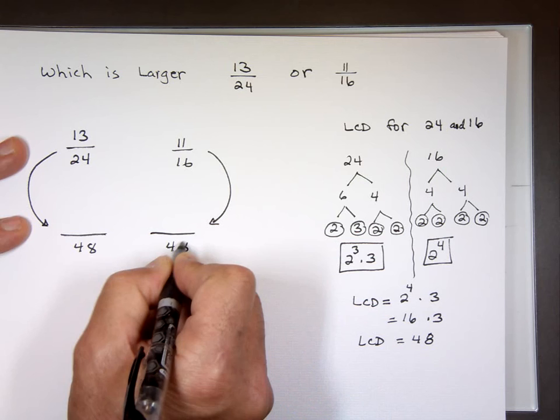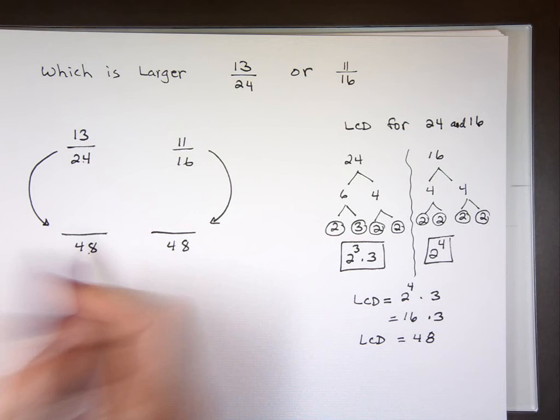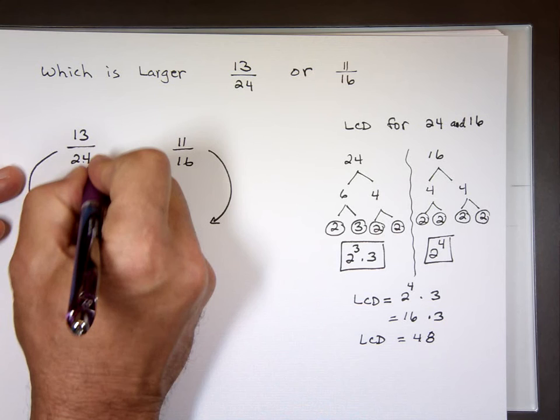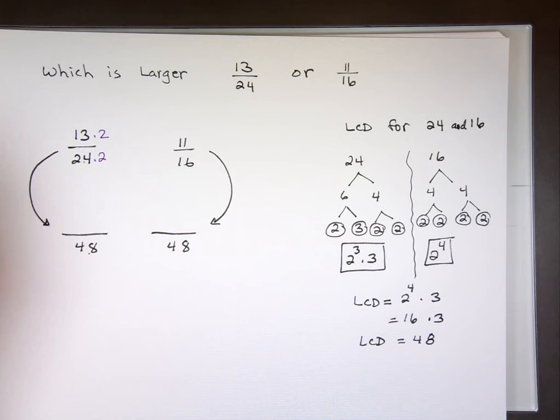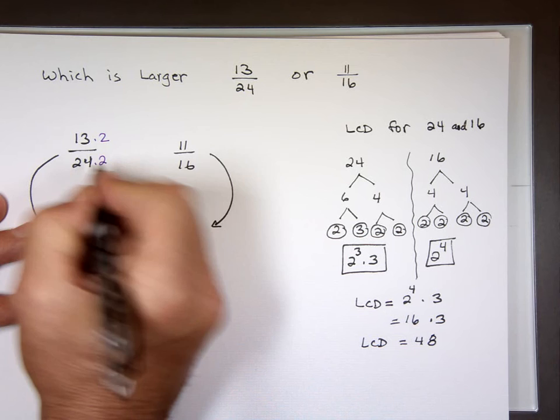Let's see. How many times does 24 go into 48? Once. Twice. I don't think you gave me one correct answer this semester so far. I gave you two, actually. So I got to multiply this by 2. If I multiply the bottom by 2, you got to multiply the top by 2. So what's 13 times 2? 26. Good. Now we get it right.